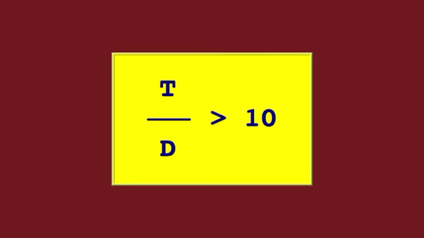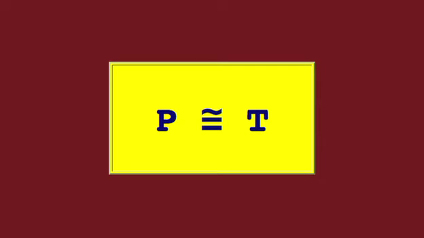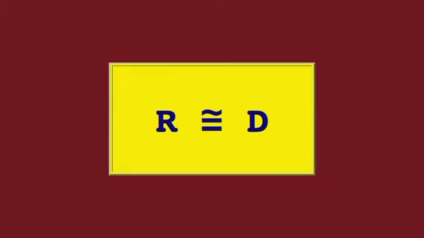A hydraulically wide channel is one in which the ratio of top width to hydraulic depth is greater than 10. In a hydraulically wide channel, the sides have no influence on the velocity profile. The wetted perimeter is approximately equal to the top width. The hydraulic radius is approximately equal to the hydraulic depth. Most natural channels are hydraulically wide.